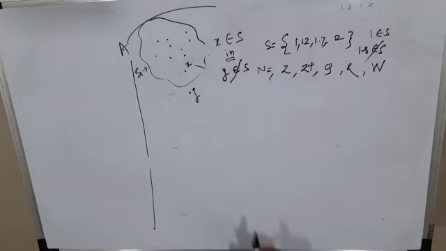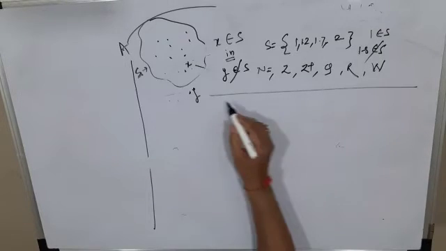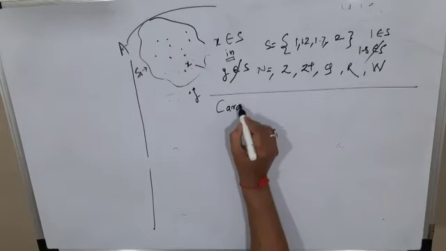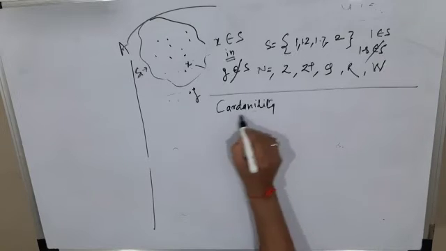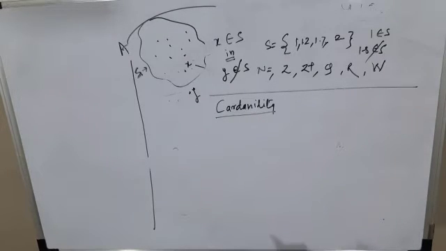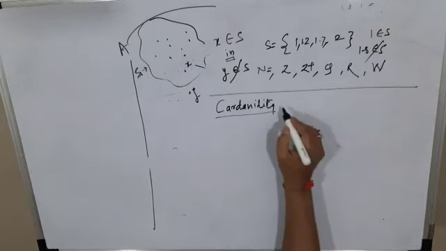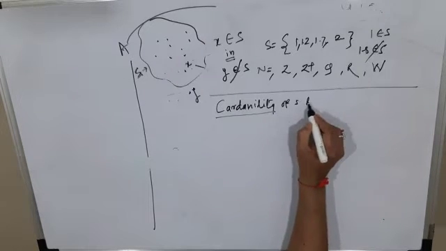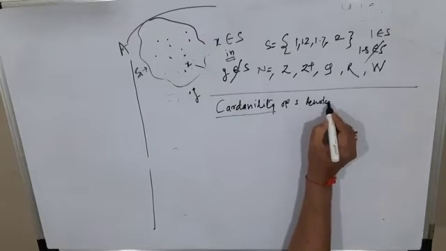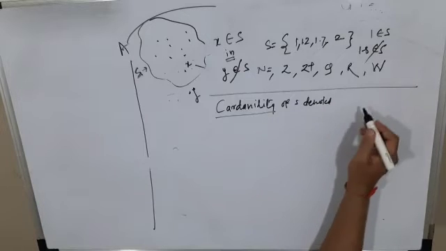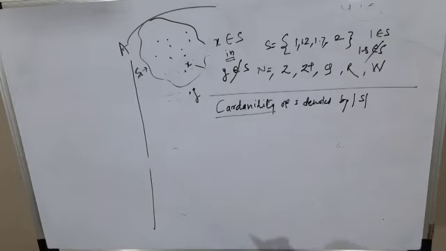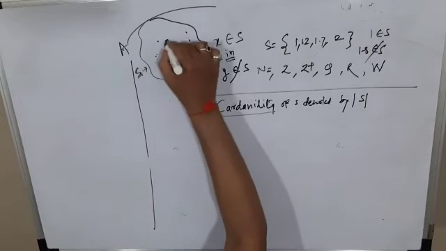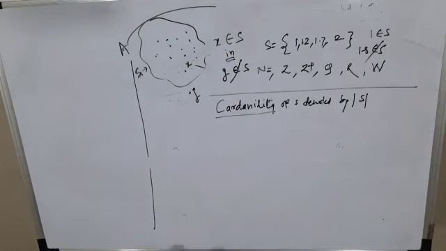So what is a cardinality? Let us see the concept of cardinality. What is a cardinality? The cardinality of a set S is denoted by |S|. It is the number of elements of the set. So the number of elements which are present in this set, that is called the cardinality.